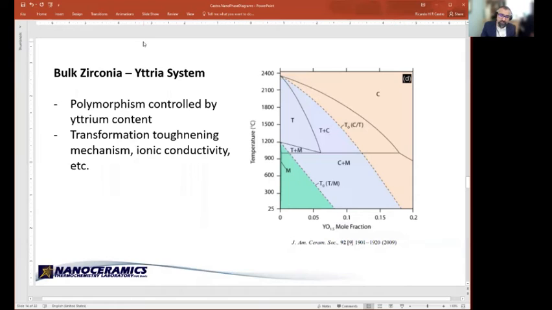But if you're looking at complication, let's look a little further so you can see how complex the stability of nanoscale diagrams can be. So looking at this example of zirconia yttria.